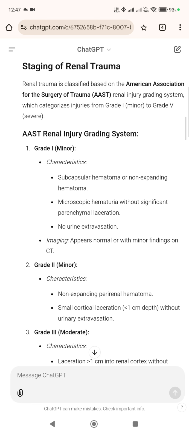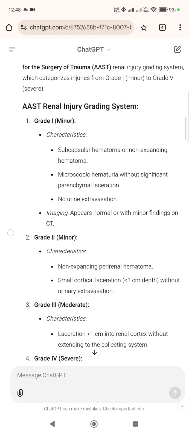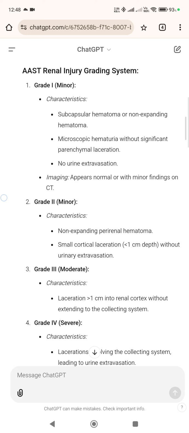Staging of renal trauma. Renal trauma is classified based on the American Association for the Surgery of Trauma, AAST, renal injury grading system, which categorizes injuries from grade 1 minor to grade 5 severe. AAST renal injury grading system.